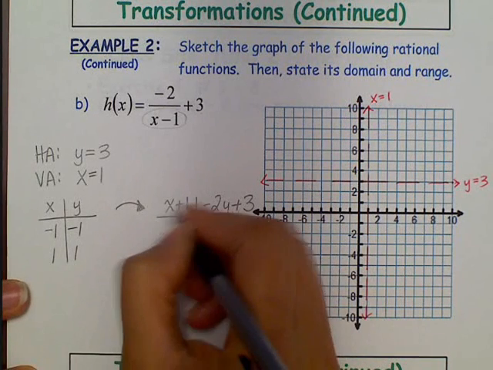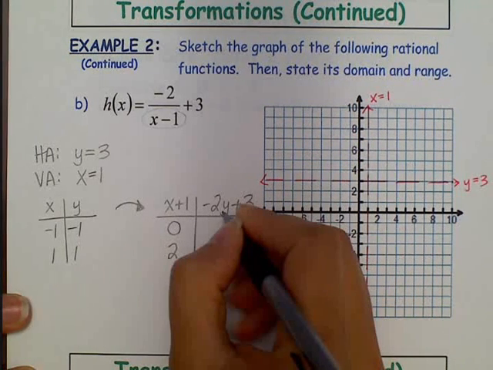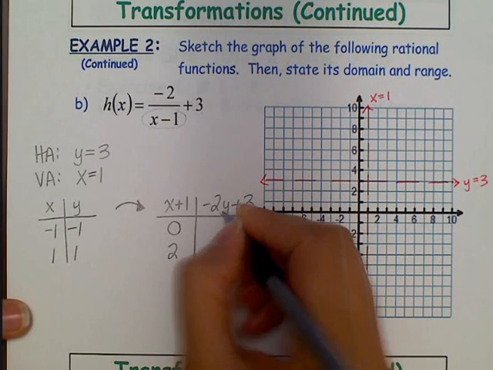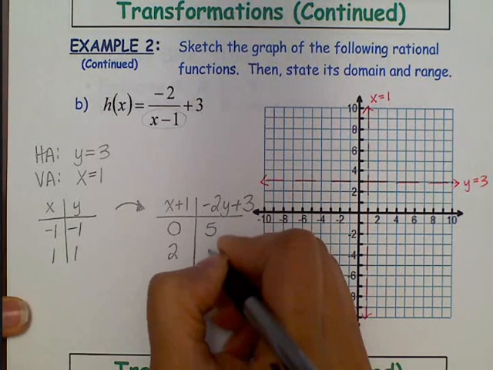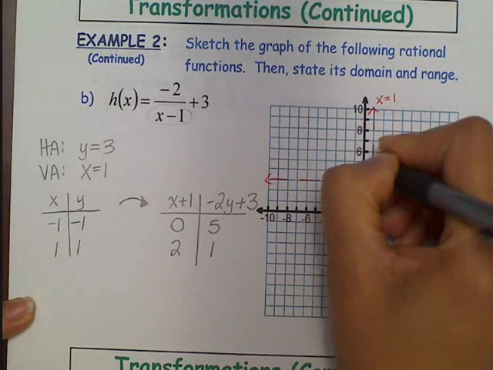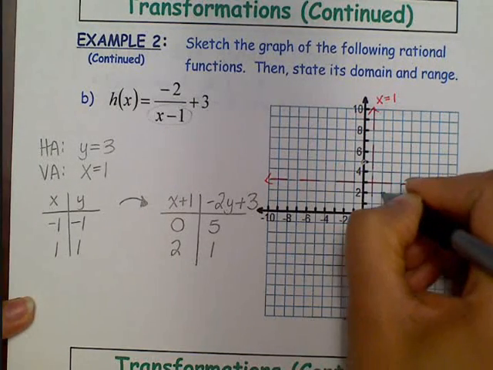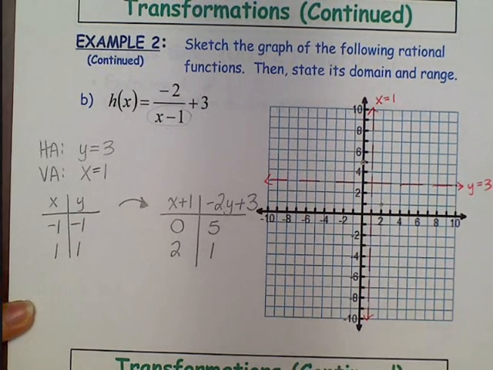So I'm going to apply these formulas to my x and my y values. -1 + 1 is 0. 1 + 1 is 2. -2 times -1 is 2, + 3 is 5. -2 times 1 is -2, + 3 is 1. So if I plot these points, I have a point at (0, 5) and I have a point at (2, 1), which is here.